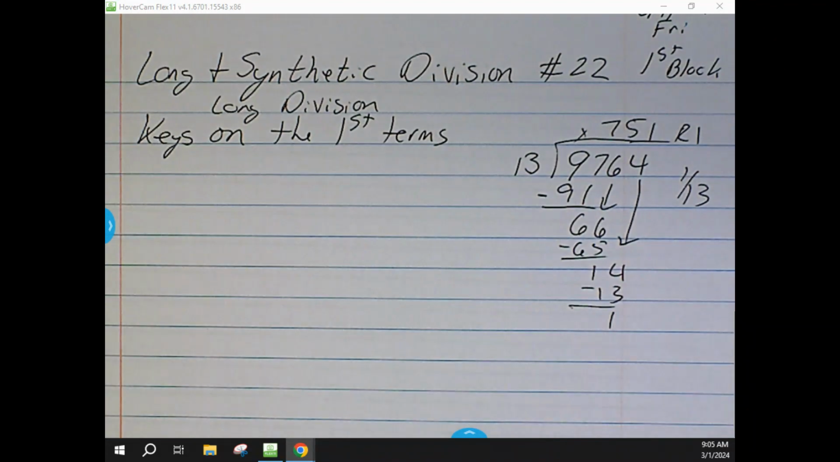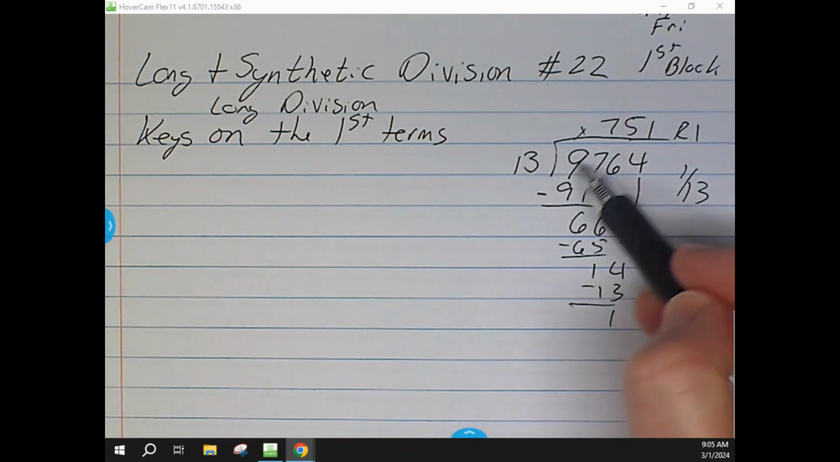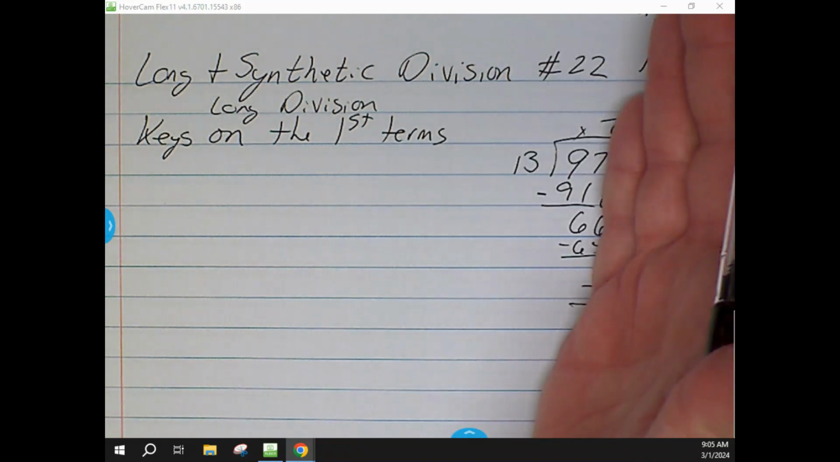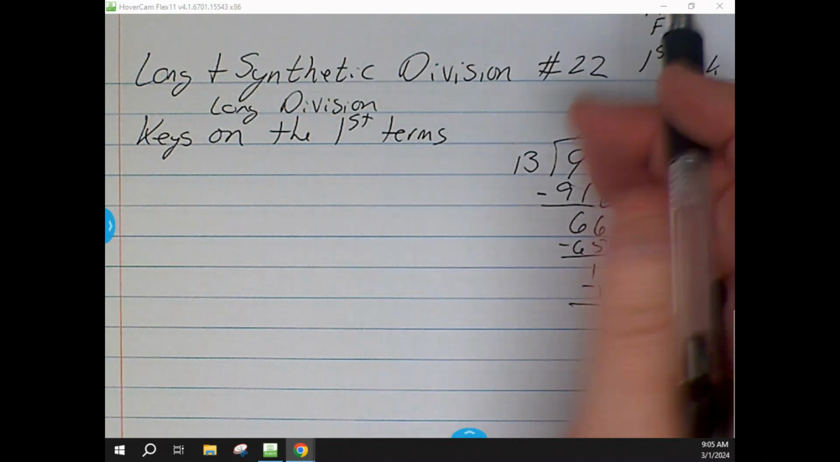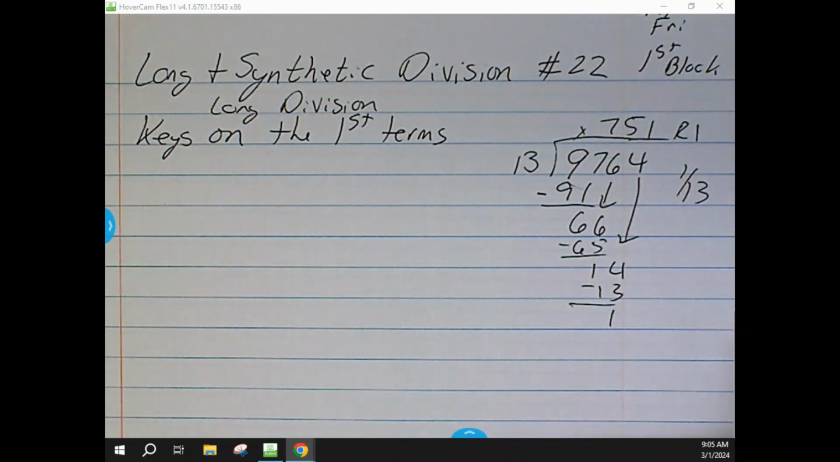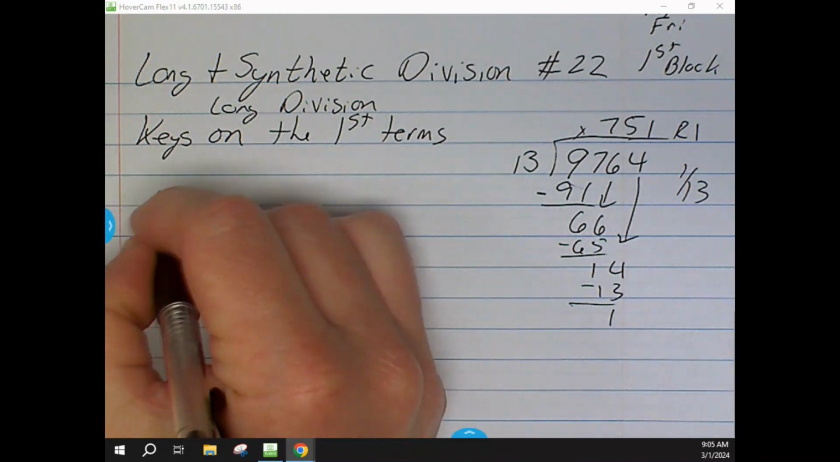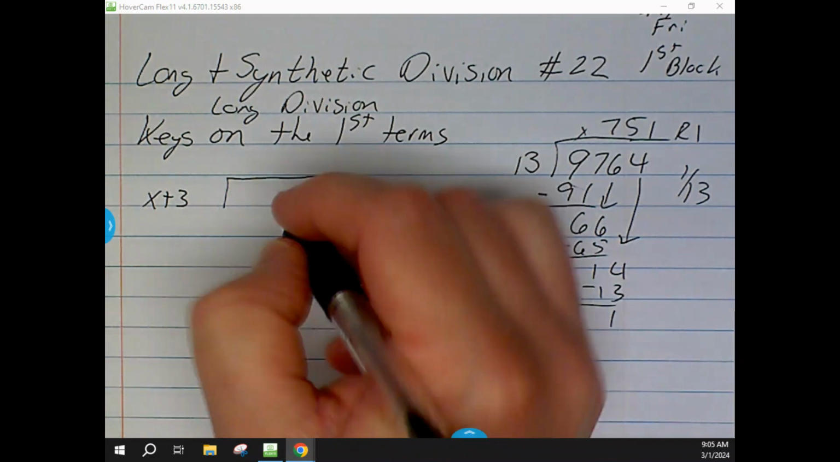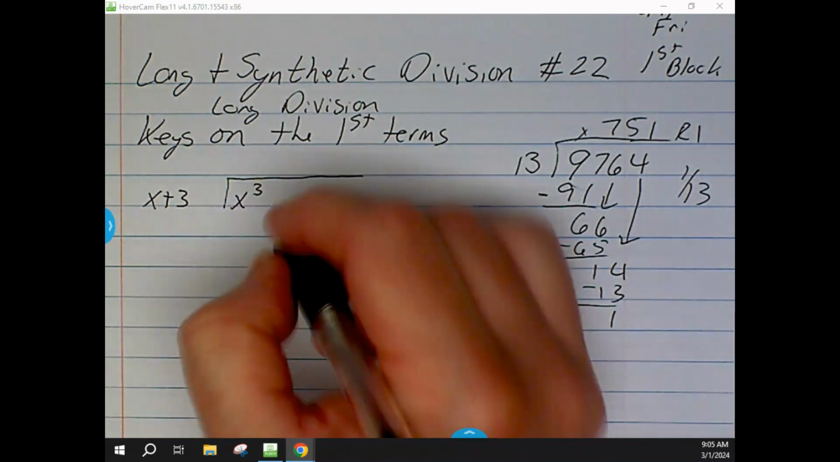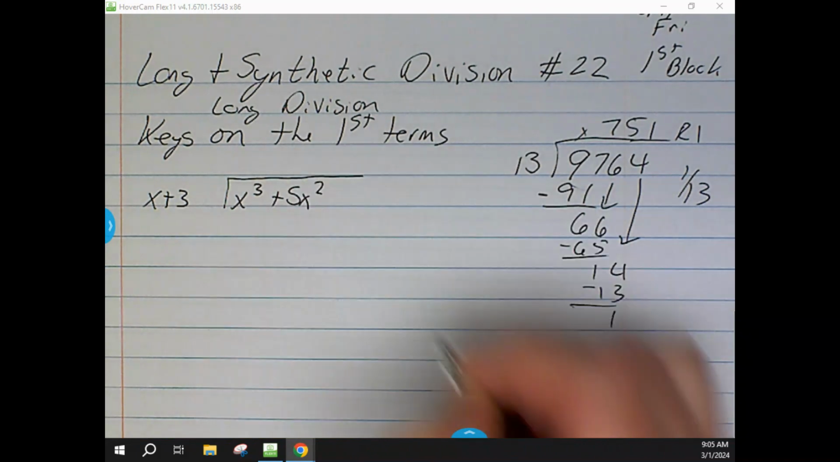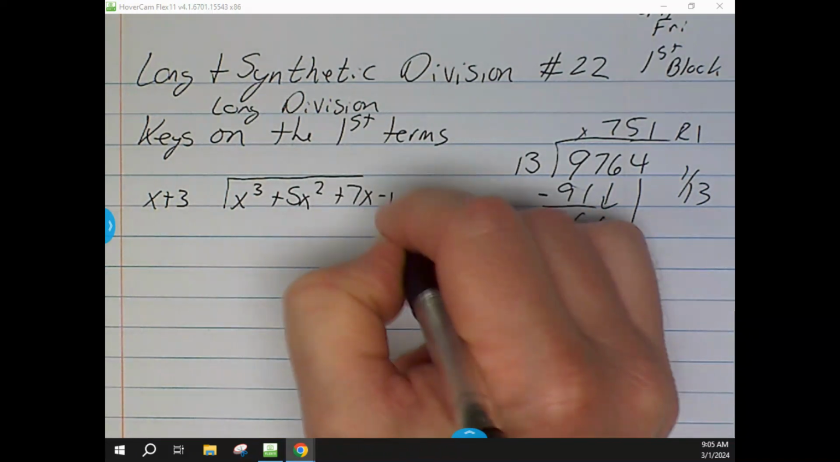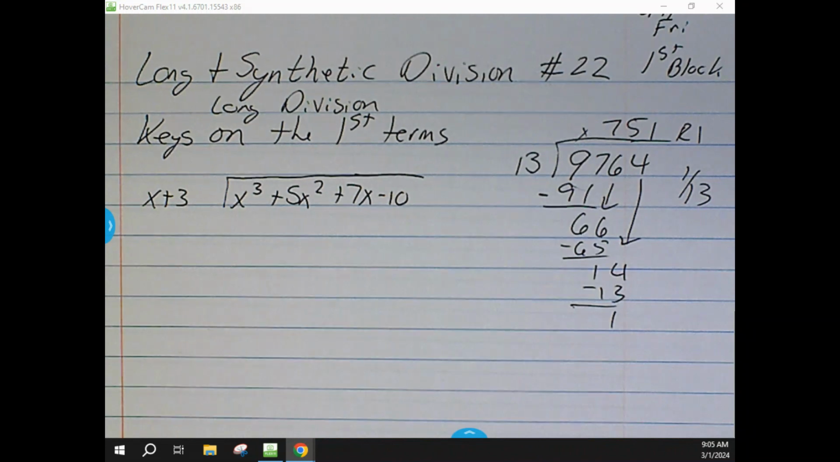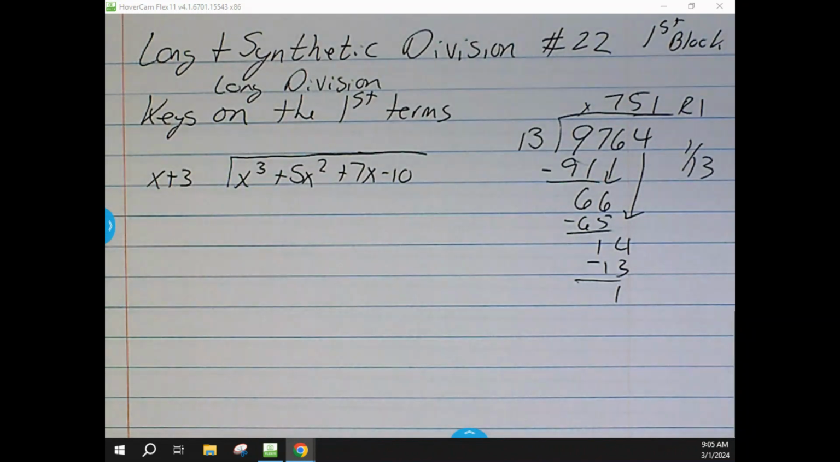Okay, so if you haven't done that in a while, just think about what you do. You're figuring out how many times this will go into the first term, the first number. And if it doesn't go, then we go to the second number, and then we just bring down, multiply, subtract, bring down the next number, and keep going from there. Long division is the same way. If we take x plus 3 and divide that into x to the third plus 5x squared plus 7x minus 10, we're basically going to do the exact same process for this one to do long division with polynomials.